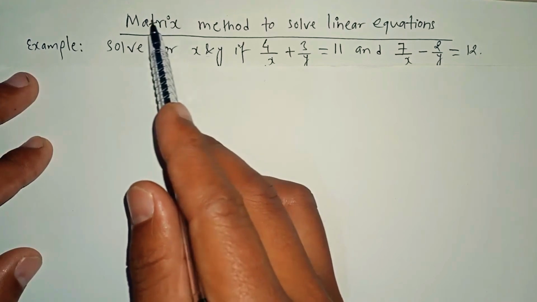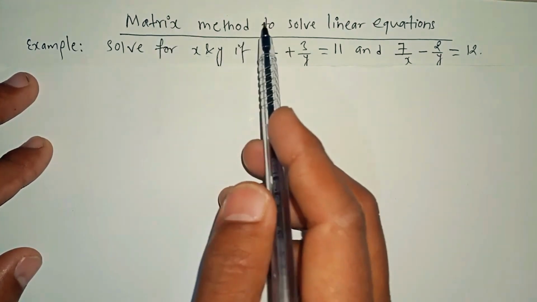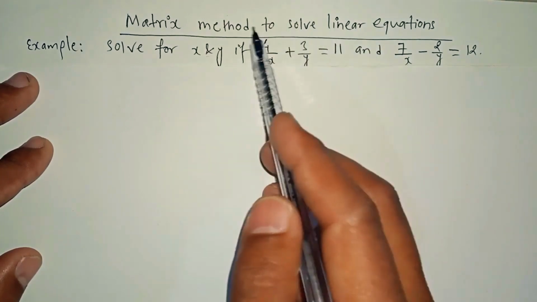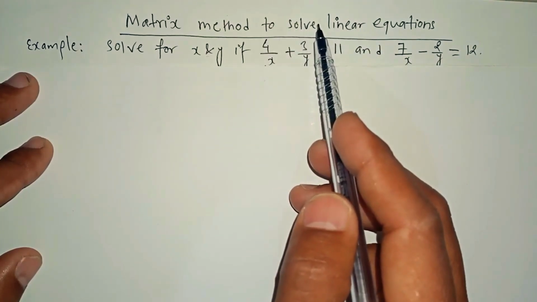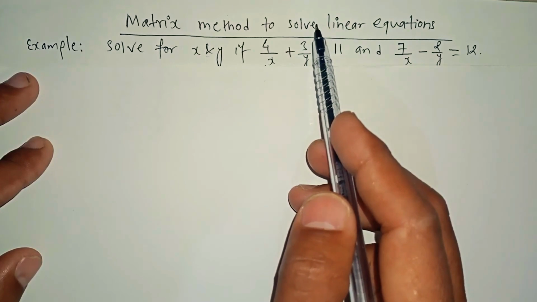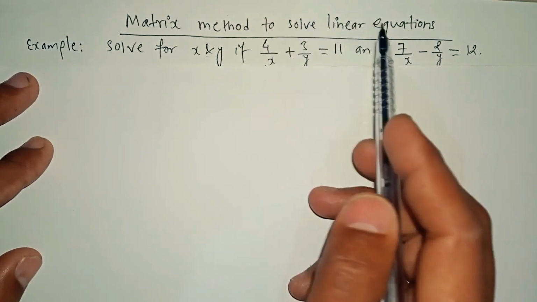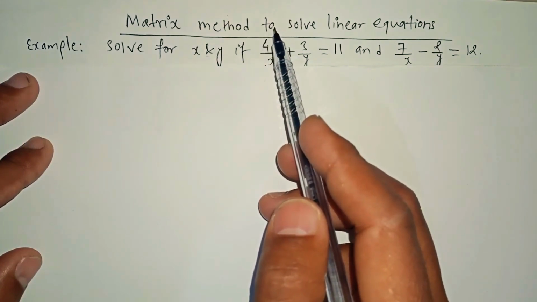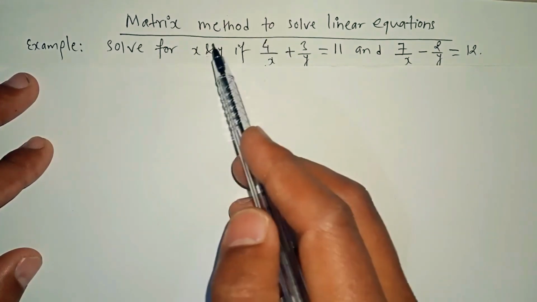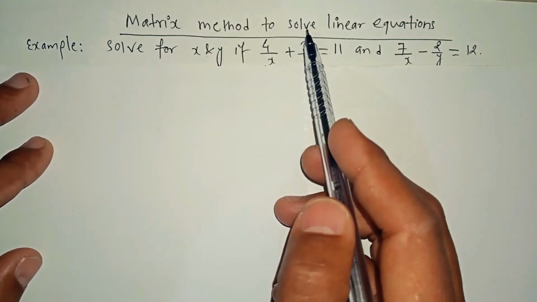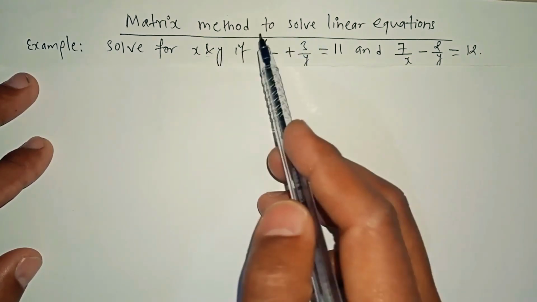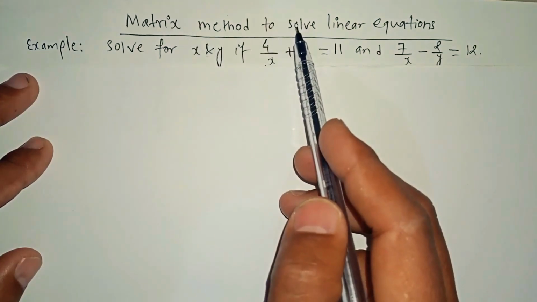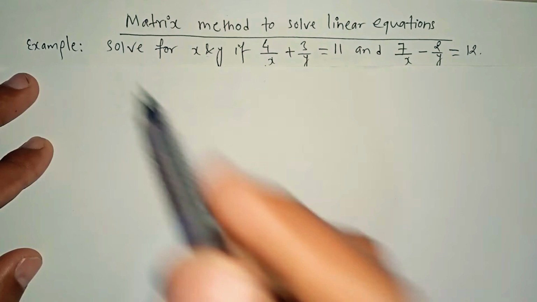Today in this video I am going to discuss the matrix method to solve linear equations. We can use the matrix method to solve any linear equation, and here we are going to solve linear equations of two variables by using the matrix method. Here I have taken one example question. Please watch this video till the end so that you will be very clear about how to use the matrix method to solve any linear equations of two variables.